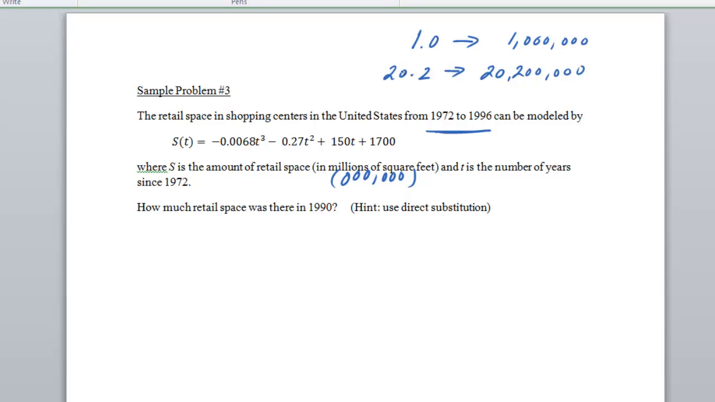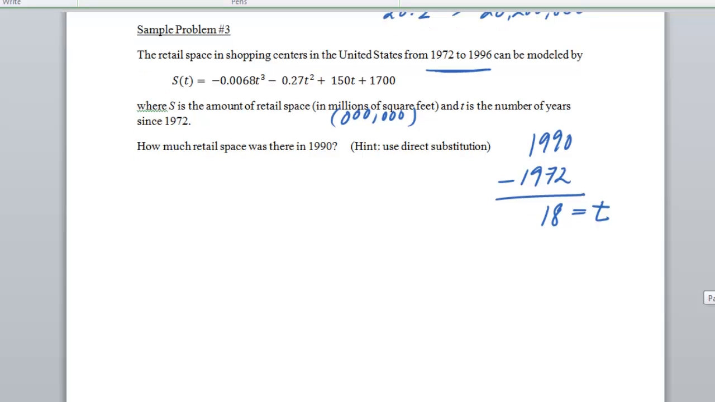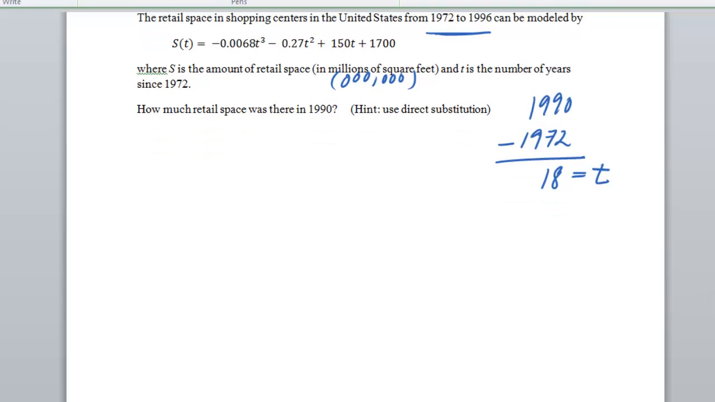So it says, how much retail space was there in 1990? Well, we're going to take the 1990, and we need to know how many years that was since 1972. That's going to give us a value of 18. This is what our T is represented by. T is equal to 18 years. And so we're going to use that as our input value into this function so that we can figure out our S, which is our retail space.